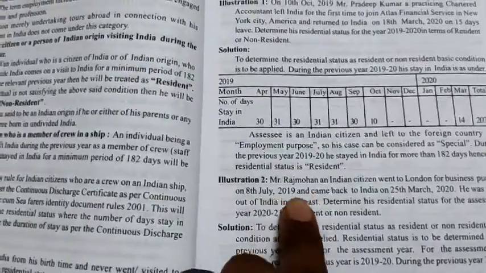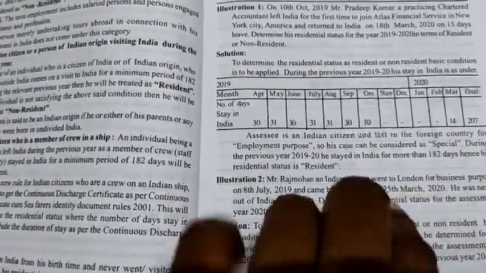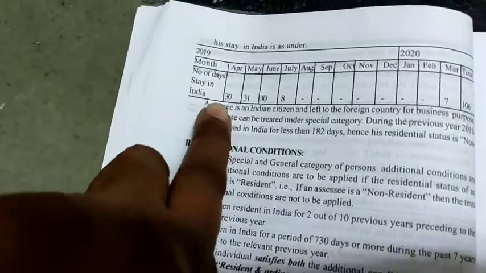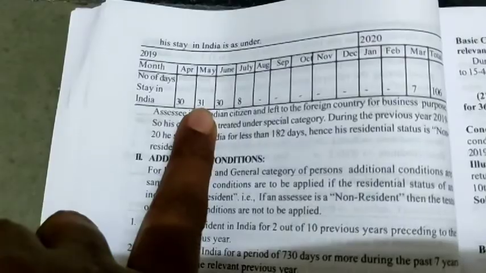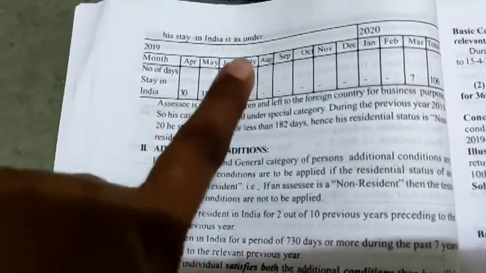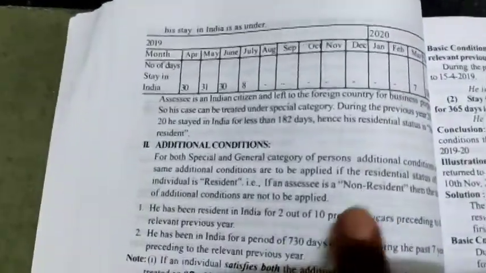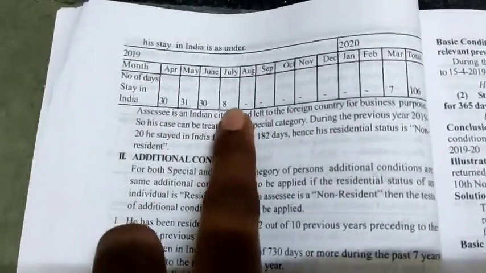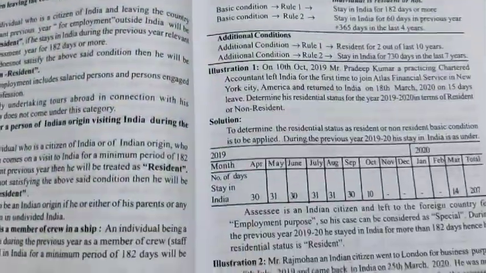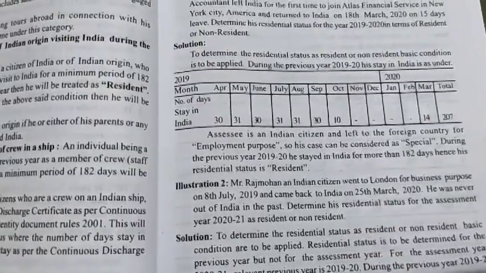Once you see the dates here, he has gone on 8th July and returned on 25th March. Remember these days, 8th July and 25th March 2020. April 2019, 30 days he is there. May 31 days, June 30 days, July 8 days, because on 8th July itself he has left. Again he has returned on 25th March.